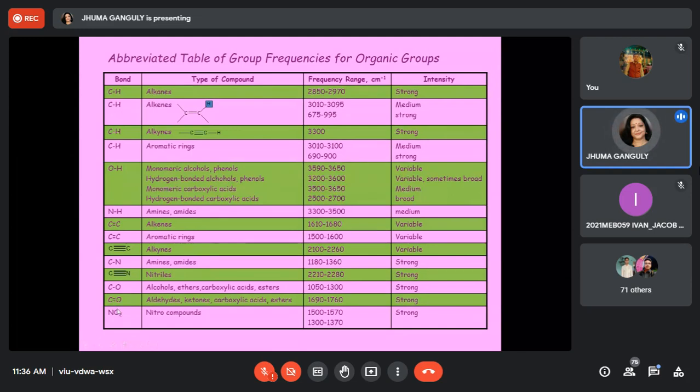Suppose you have a carbonyl group, C double bond O: aldehyde, ketone, carboxylic acid, ester, all have it. The range is 1690 to 1760, a strong peak in between this. That means there is a carbonyl group, C double bond O. Maybe from ester, maybe from something else. Later on, other chemical testing or NMR can establish that, but the carbonyl group is there. So we can understand its nature, and it will give some test.